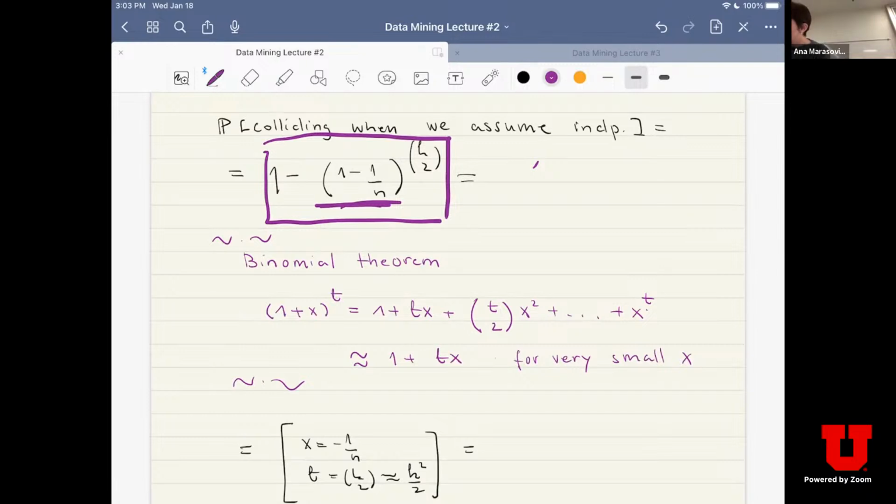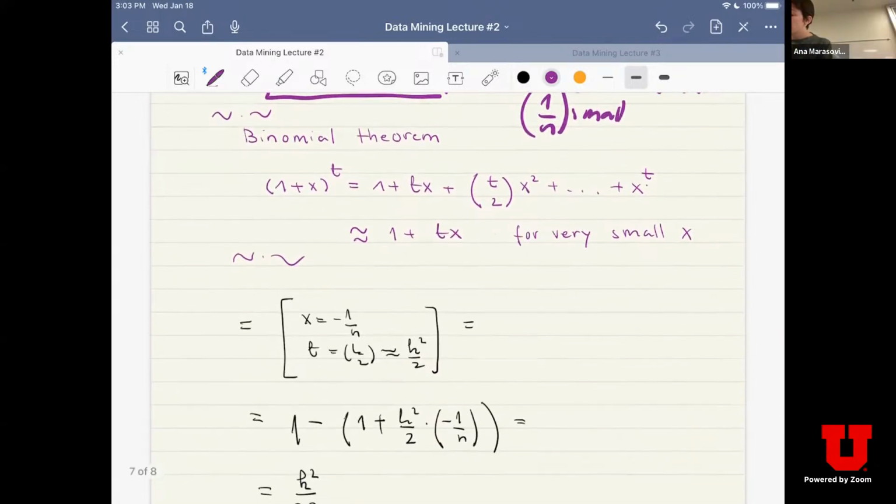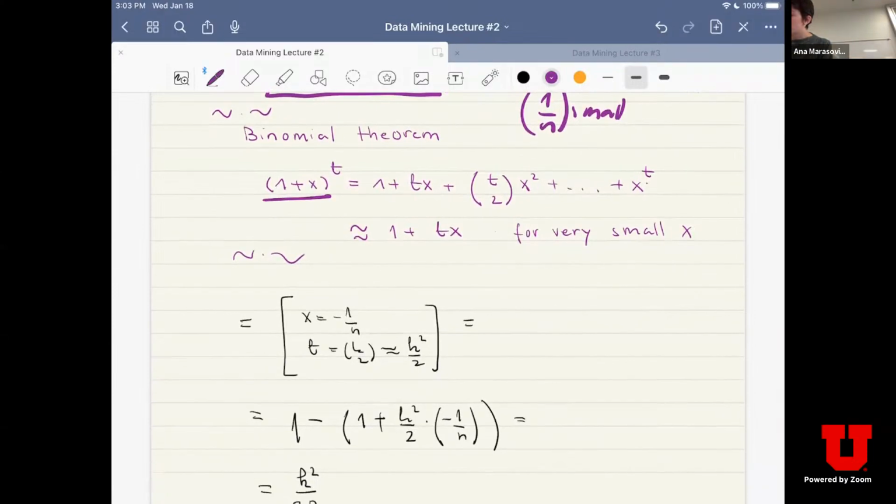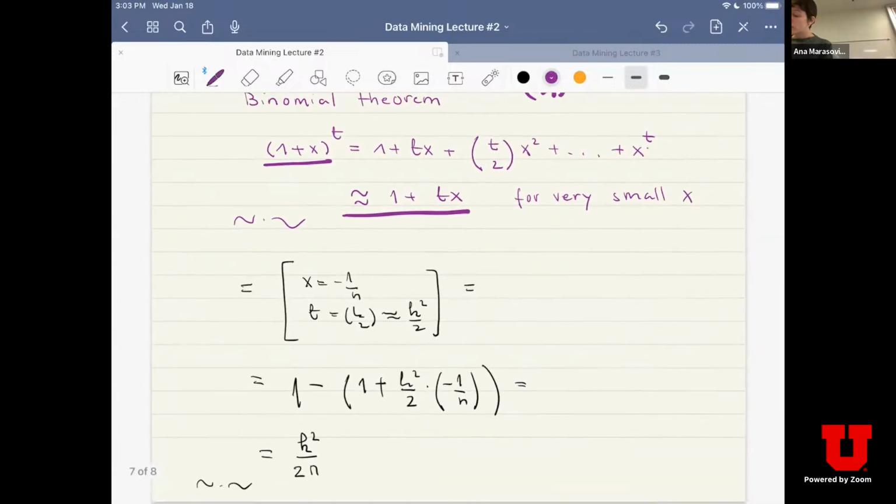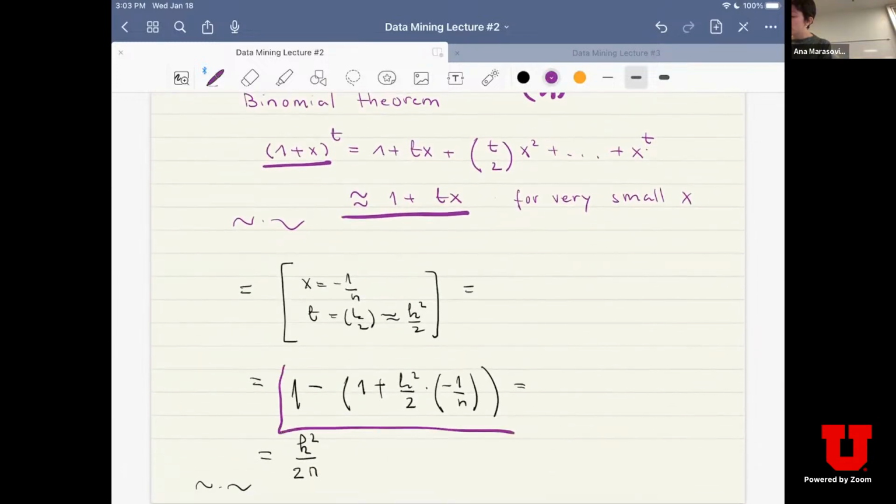All right, so if n is large, then 1 over n will be small, right? And when 1 over n is small, then powers of 2 and higher will be even smaller. So you can approximate this thing here with this thing, because x to the power of 2 and so on will be very small. And when you combine all of that together, you will get this formula here.